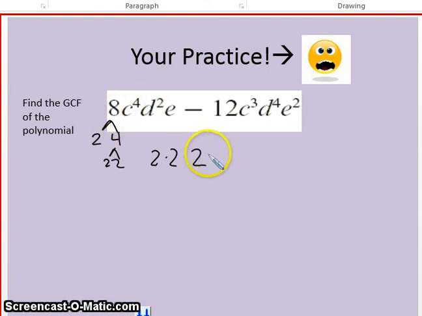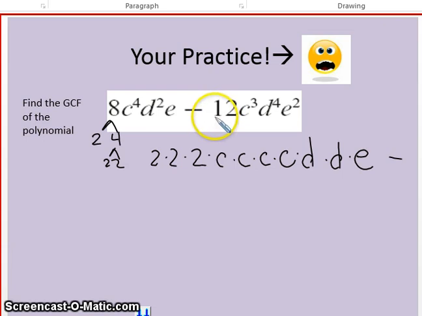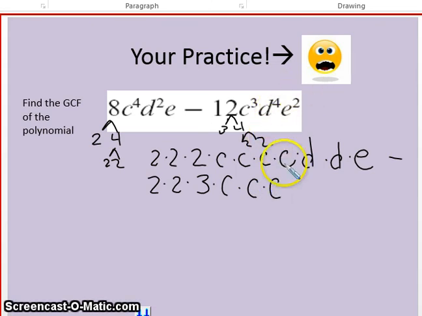C to the 4th implies that I am multiplying C 4 times, so 1, 2, 3, 4. D squared tells me I'm multiplying D twice. And then finally I have an E. Now this next term is 12C to the 3rd D to the 4th E squared. So I have to factor out my 12. That's a 3 and a 4. And then 4 is 2 and 2. So my prime factorization there would be 2 times 2 times 3. Then I have C to the 3rd, so I've got 3 C's. And then I've got D to the 4th, so 4 D's.